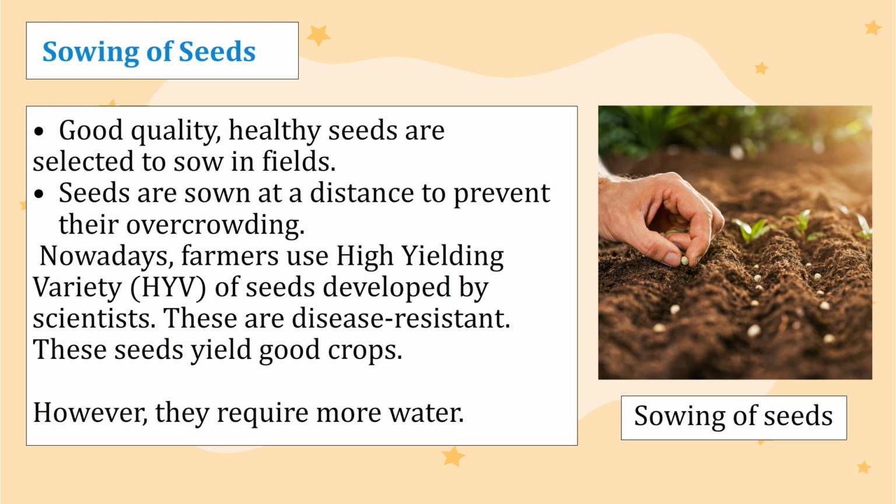Sowing of seeds. Good quality, healthy seeds are selected to sow in fields. Seeds are sown at a distance to prevent their overcrowding. Nowadays, farmers use high-yielding variety seeds developed by scientists. These are disease-resistant. These seeds yield good crops. However, they require more water.